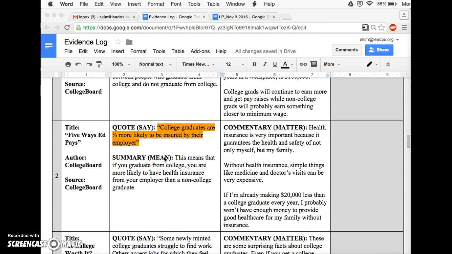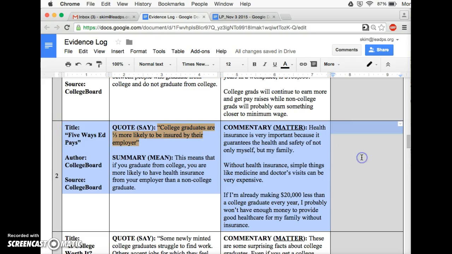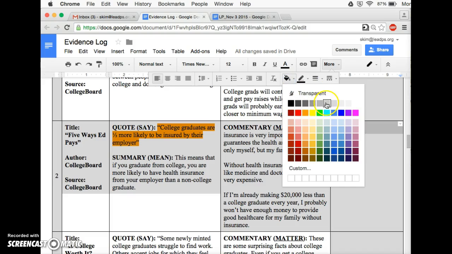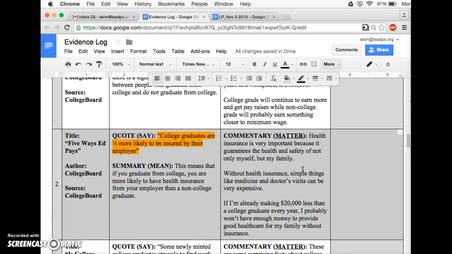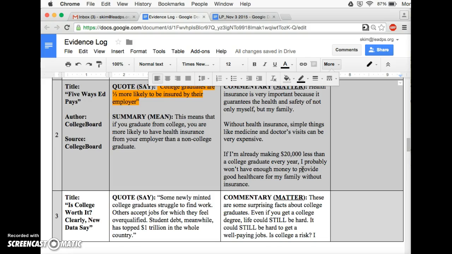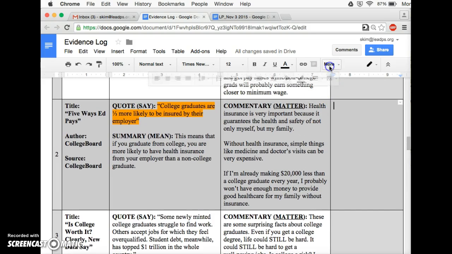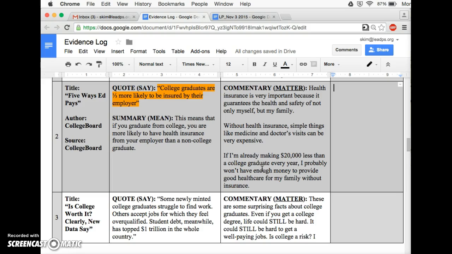I have this piece of evidence. College graduates are 1/3 more likely to be insured by their employer. This is an interesting piece of evidence, but it doesn't have anything to do with my claim or my subclaims. So here's what I'm going to do. I'm going to highlight these boxes here, just like that. I'm going to go up to the More section, find this icon that says background color, and I'm going to make this a light gray. So now I know that I'm not really going to use that. I'm not really going to look at it. Just in case I might need it later, it's still there. I'm not going to delete it.